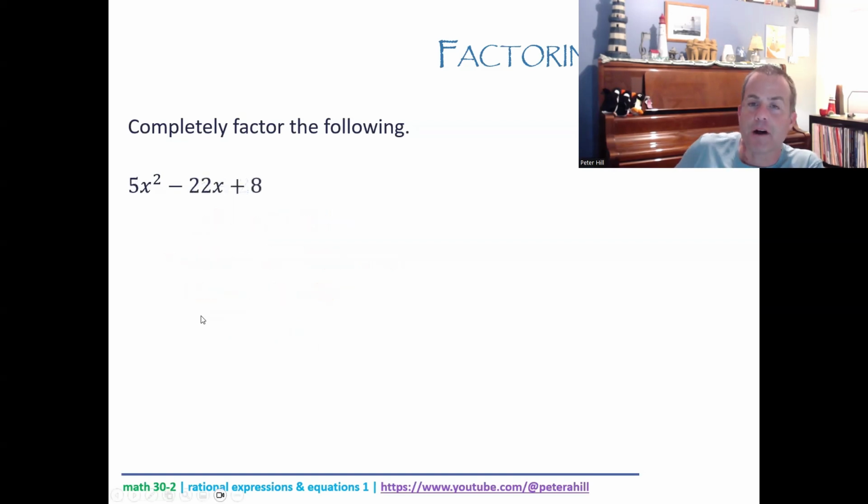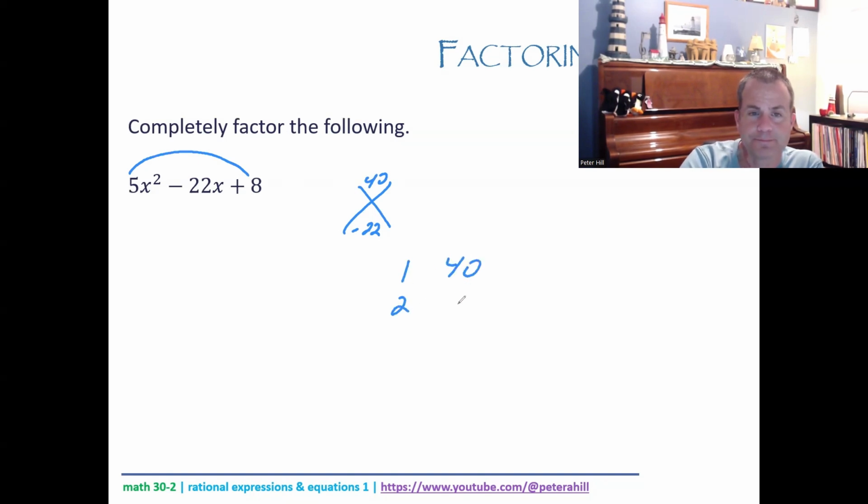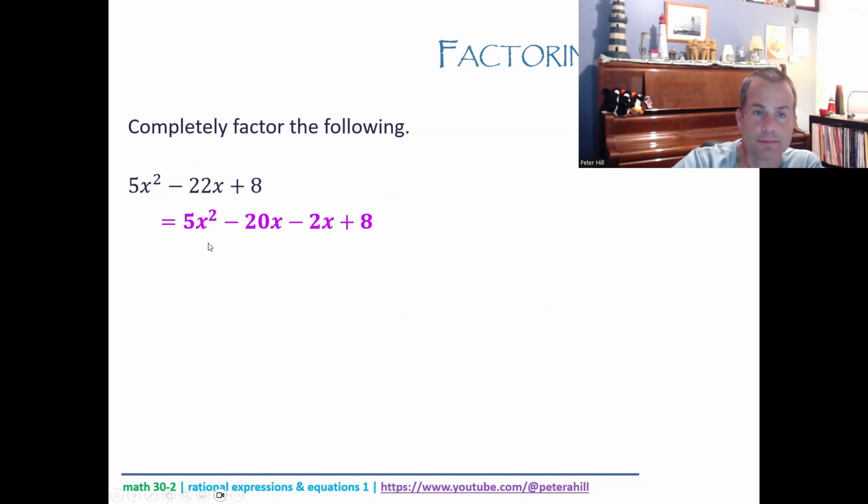Let's try 5x squared minus 22x plus 8. So again, I'm looking for two numbers that multiply together to give me 40 and add together to give me -22. So again, they're both going to have to be negative. So let's think about it. 1 times 40, 2 times 20, that'll do it right there. Look at that. -2 and -20, -22. So I'm going to break down my -22x into -2x and -20x.